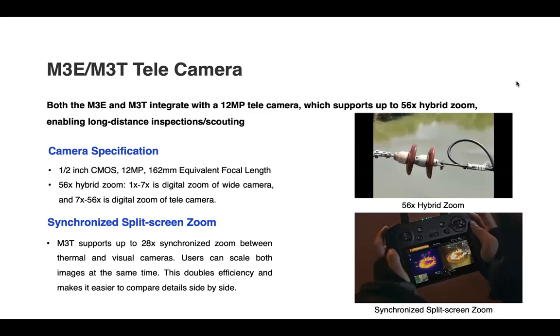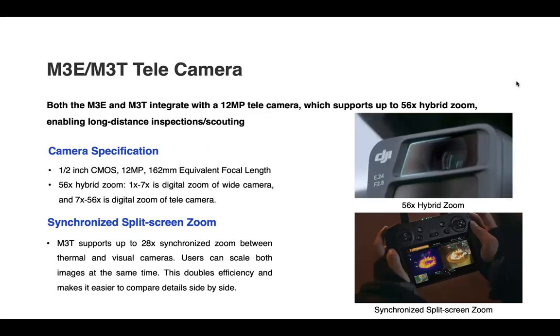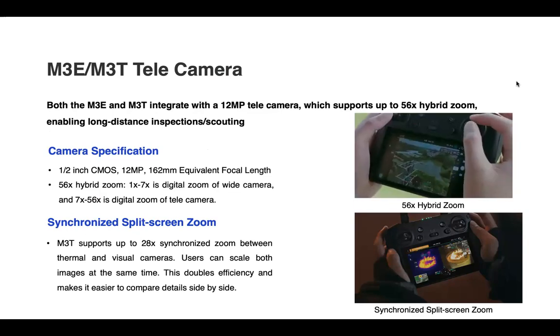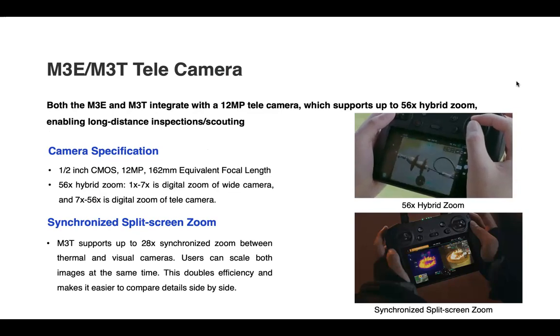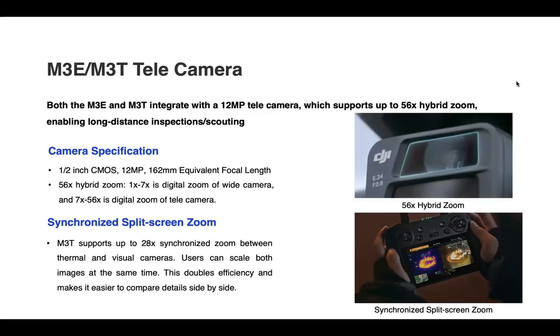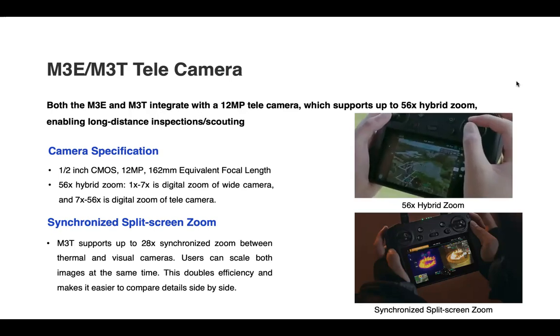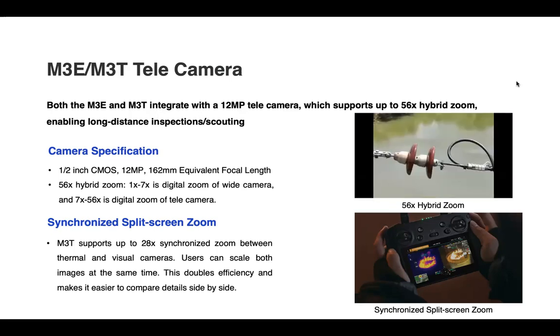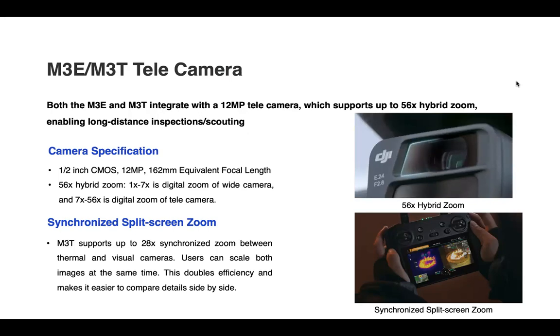So when we say 56 times hybrid zoom, 1 to 7 times is digital zoom of the wide camera, and then 7 to 56 times is digital zoom of the tele camera. So you'll notice when you get to 7 times, the image quality will improve a bit as you're simply hopping over to that second camera.